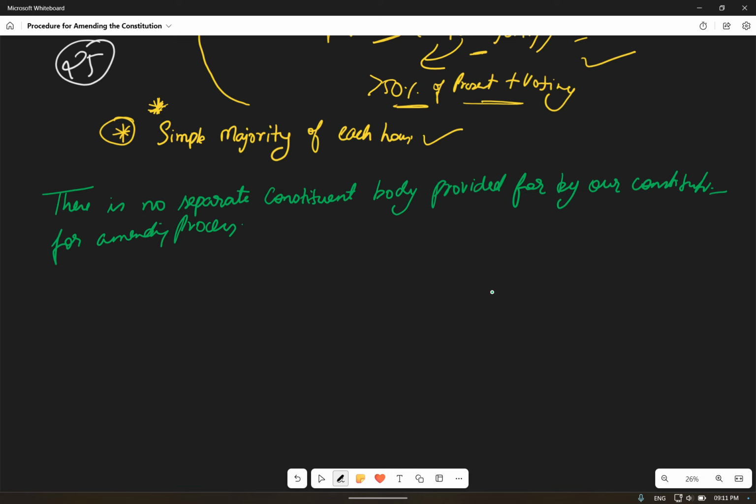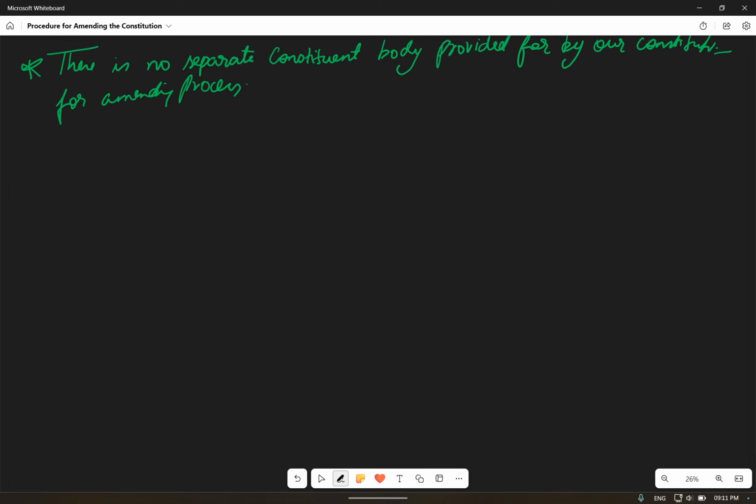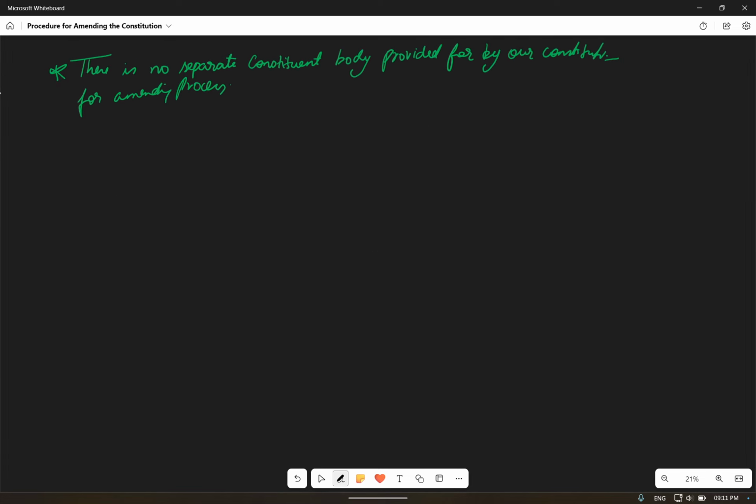An amendment of the constitution can be initiated only by the introduction of a bill for the purpose in either house of parliament. So now, how does this amendment process start? What is the process of this amendment? We'll see, and now we'll go in depth. What are the steps involved under it?